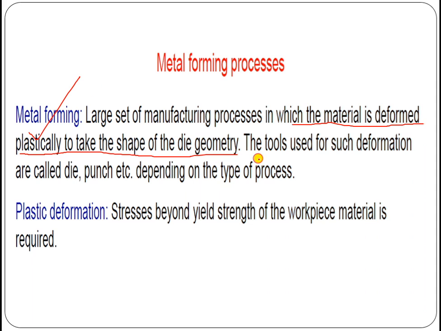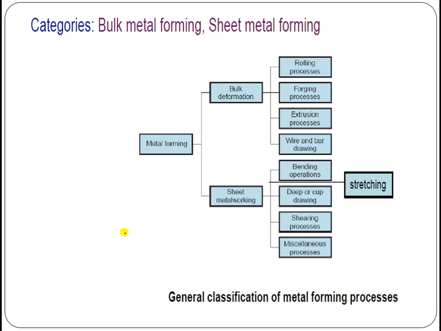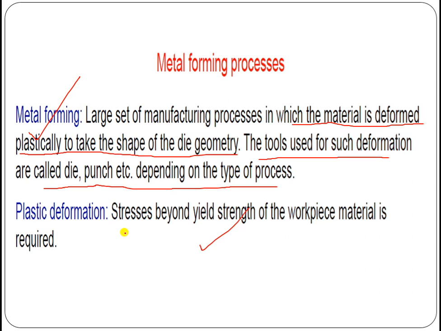The tools used for this deformation are known as die and punch, depending on the type of process. Plastic deformation, as I have already told you, is the size and shape given to a material so that it cannot regain its original shape and size, that is, beyond the yield strength of that material. That is the basic, fundamental thing as far as a forming operation is concerned. Forming means giving a shape and size to the component by plastically deforming it.